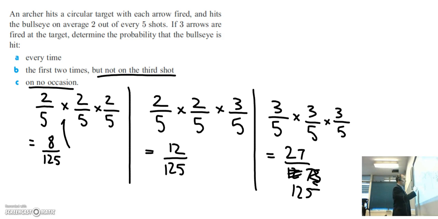Main takeaway: you're multiplying each event because they're independent. When you see a dependent event, it's a different process. We'll talk about that in a different video.